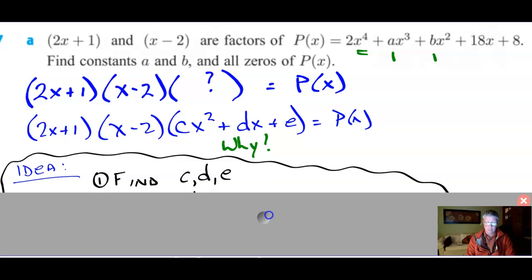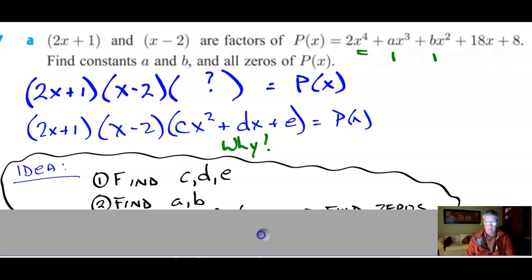This is my thought. I'm going to try to find C, D, and E first. Once I know C, D, and E, I'm going to go try to find A and B. And once I know A and B, then notice this is asking for all the zeros of P of x. Well, we already know two factors. That means x equals negative 1/2 and x equals 2 are two zeros. I'll bet if we solve that quadratic equal to 0, life is good. We'd have all the zeros. You got to give yourself direction in math problems. So that's the direction I would take.